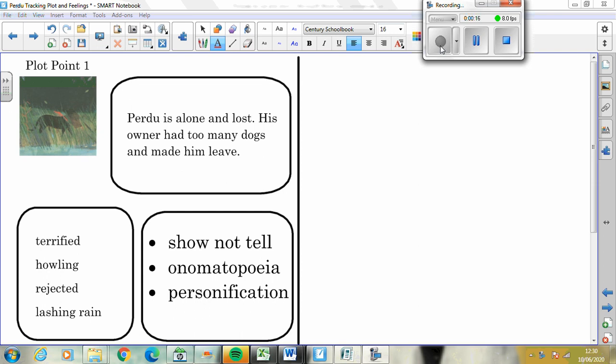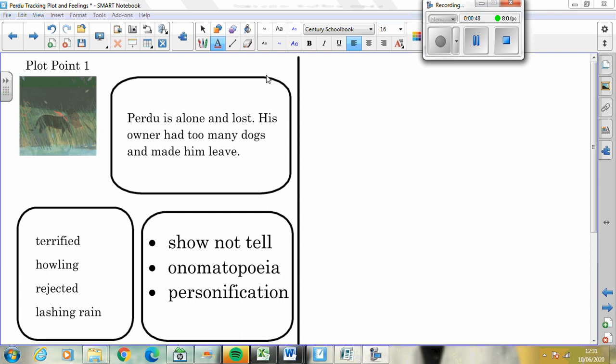In this video clip, we are going to start looking at writing the story, and we're going to rewrite the story from Perdu's perspective. What I'd like you to do in your journal is draw a line down the middle of the page. I've attached on Class Dojo some pictures for you to cut and stick. So I'd like you to cut out the picture that goes with plot point 1, this one here. And then I would like you to draw for me 3 boxes.